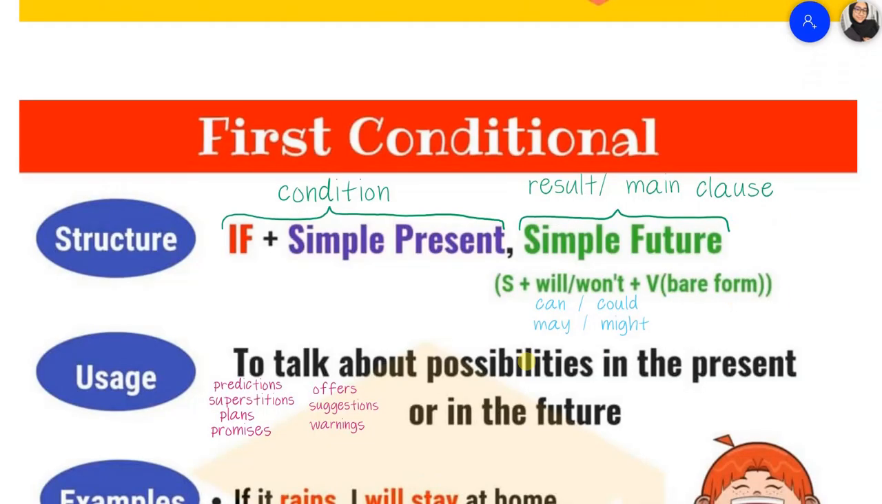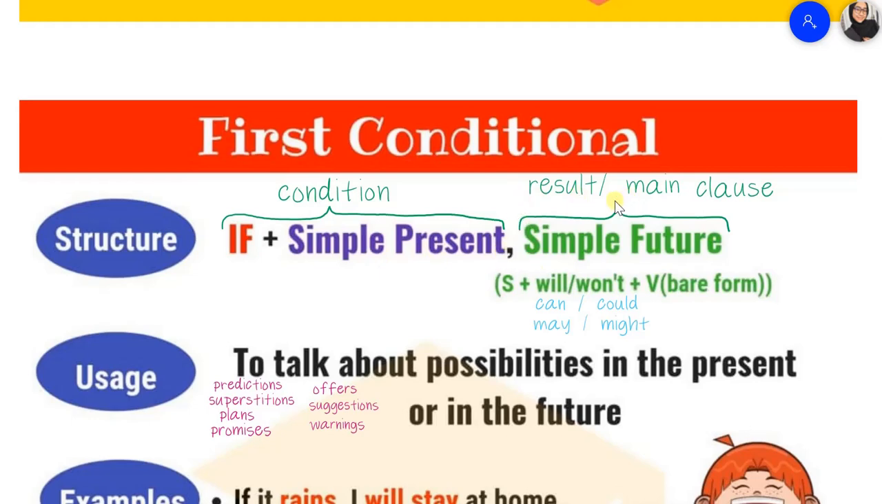Okay, what about the first conditional? Just like the zero conditional, it has two clauses, which is the first one, the condition, and then the result or the main clause. So basically, if this happens, then this is the result, right? The same as the zero conditional just now. So the structure will look like this. It will begin with if. There is no substitution other than if. You cannot use when in the first conditional, only if, followed by the simple present and a comma.